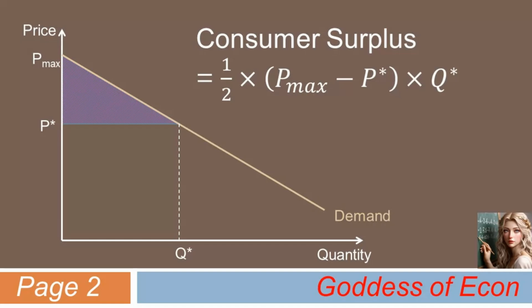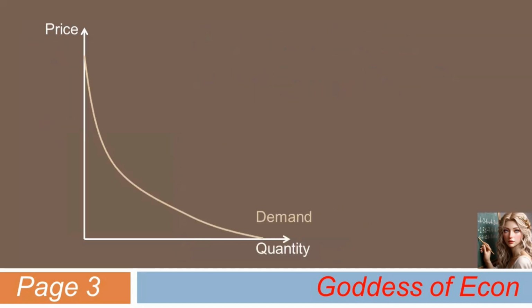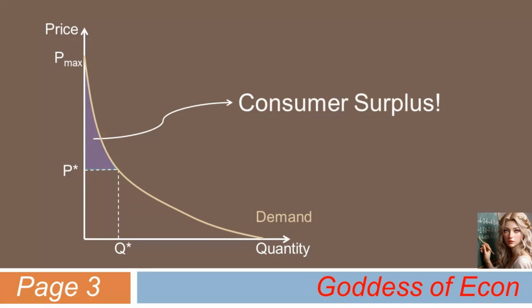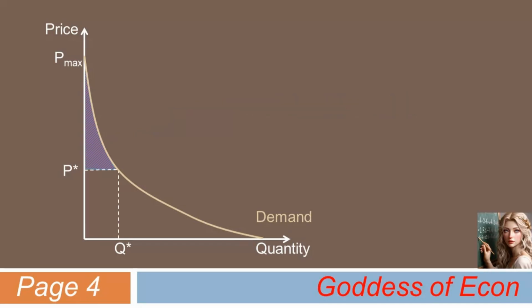Let's look at the following example. Now, the demand curve is clearly non-linear. If the market price is at P star and the corresponding quantity is Q star, then the area representing consumer surplus can be drawn as follows. Due to the nonlinear nature of the curve, the area of that shaded region cannot be calculated based on the simple formula that we have previously used. So, how do we calculate the area of the shaded region?